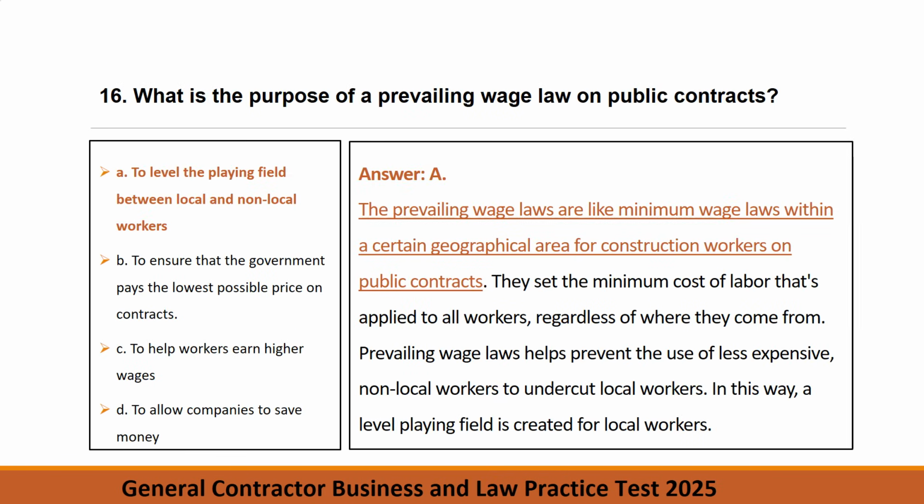Answer, A. The prevailing wage laws are like minimum wage laws within a certain geographical area for construction workers on public contracts. They set the minimum cost of labor that's applied to all workers, regardless of where they come from. Prevailing wage laws help prevent the use of less expensive, non-local workers to undercut local workers. In this way, a level playing field is created for local workers.